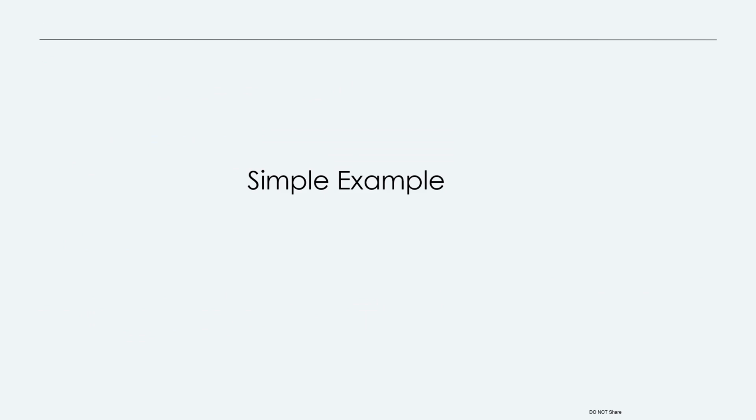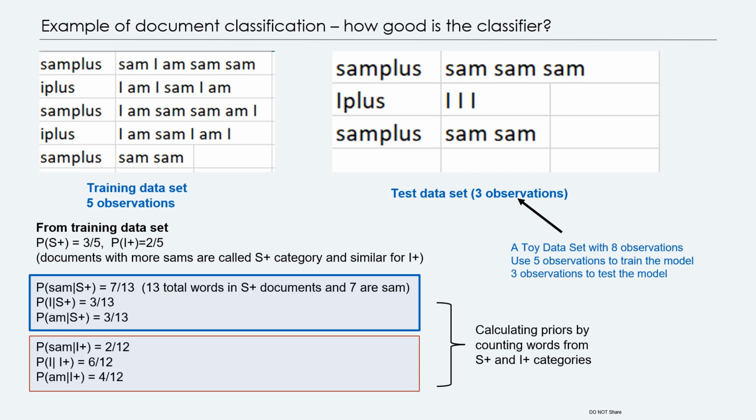Now let's just dive into some examples that we can work through by hand to really understand this process. We will start with a simple example. Imagine we have 8 documents labeled as either SAM plus or I plus. SAM plus documents contain more instances of the word SAM, while I plus documents contain more of the word I. We'll split our data set into a training set and a testing set to explore this.